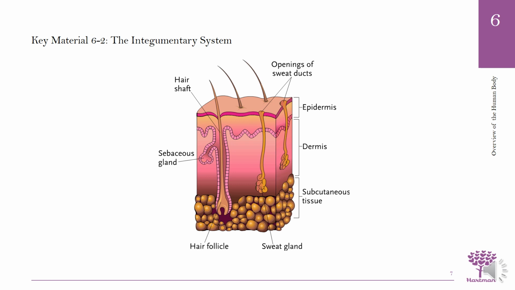Sebaceous glands in the dermis secrete oil, otherwise known as sebum. Sebum comes to the skin surface through the hair follicles, or the roots, and it helps keep the skin and hair lubricated.